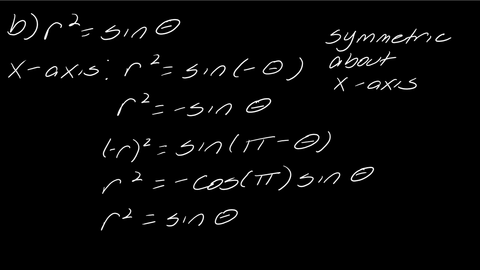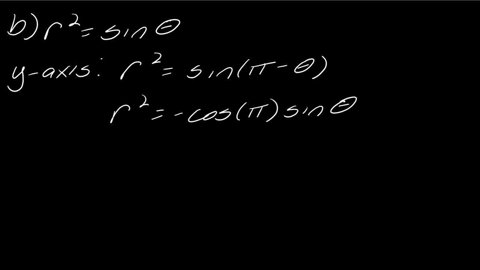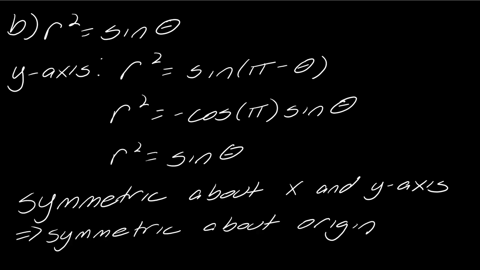Okay, so now let's pivot to the y-axis. If you look at this, this is very similar to what we just had before. So I'm left with, once again, r squared equals negative cosine pi sine theta. And so then I'm left with r squared equals sine theta. So I can see right away that this is also symmetric about the y-axis. If I'm symmetric about the x and y-axis, then immediately that means I am symmetric about the origin. And so I'm symmetric about all of those things.